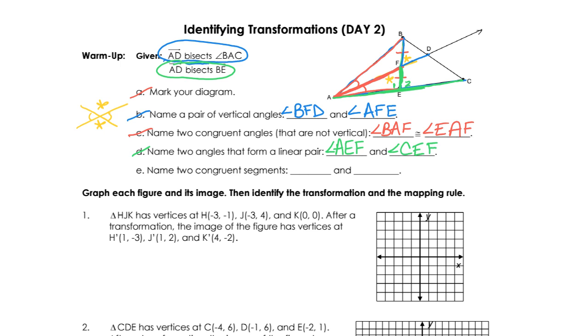Name two congruent segments. Those are the ones with my tick marks on them. So BF has a tick mark on it, and so does FE. All right, warm-up is done.